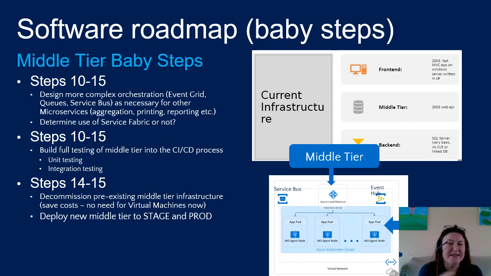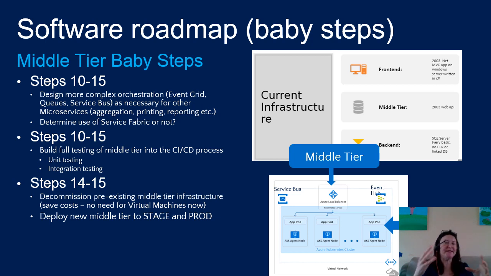Once the layer of microservices is created, then you can decide whether you want to do any sort of extra complex orchestration like event grids and queues and service buses and decoupling via queues and things like that. If you want to create any aggregating microservices as well, so microservices that call other microservices to aggregate information and create printing or reporting functionality that goes across many microservices, for example. You might want to use something like Service Fabric and so on. So there's those kind of decisions, but these can come in later steps.